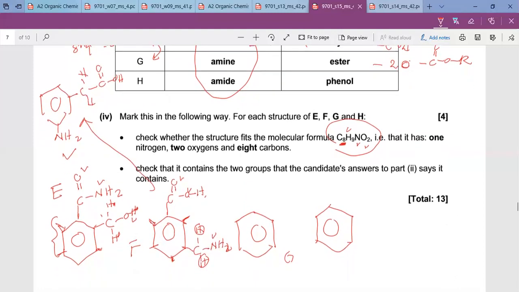Okay, G, amine. All right. Ester first better. Ester. All right. Remember C double bond O, and then CH3. So you finish all the carbons, 6 already. Okay, and amine. I'll put here NH2 lah. Okay, work it out yourself. H. All right. Amide. Okay.